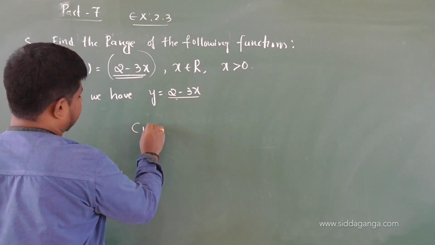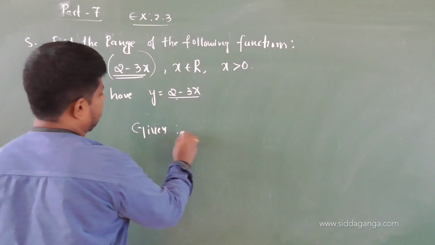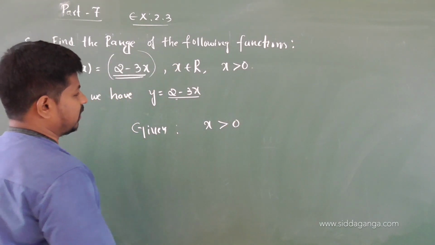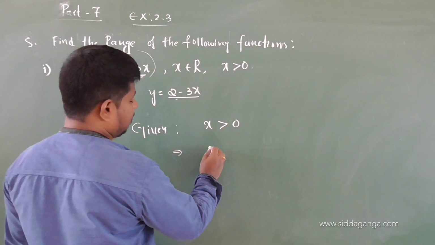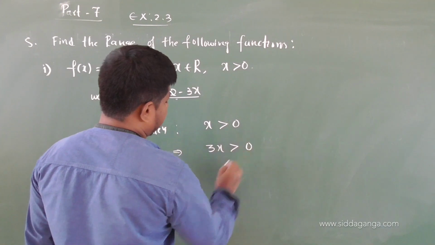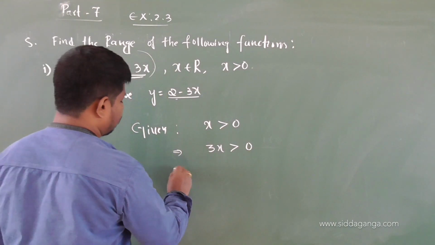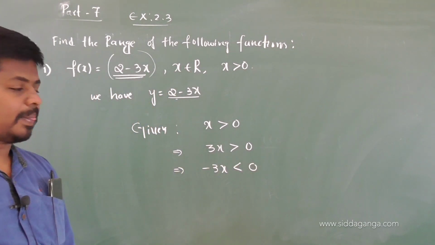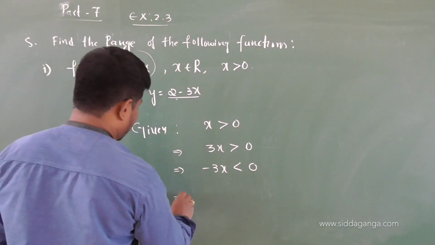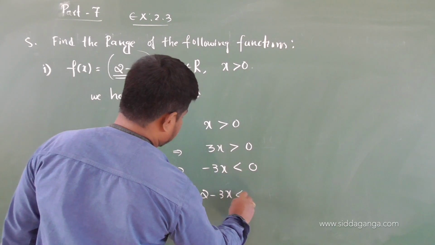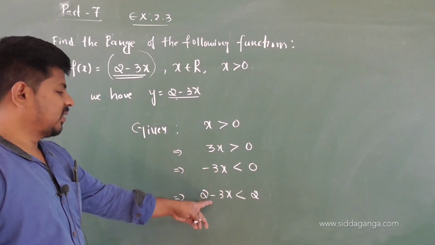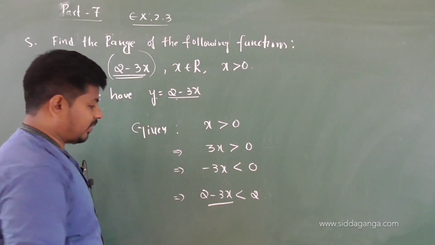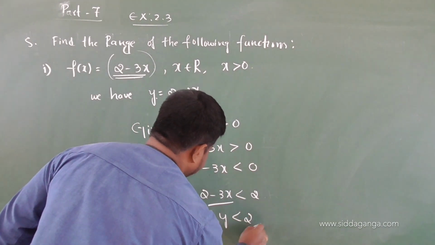Okay, what is given? x is greater than 0, the domain is the set of all positive real numbers. I am going to multiply by 3 on both sides using the inequality concept. Now I am going to multiply by minus 1 on both sides: minus 3x is less than 0, because I am multiplying by a negative number. Then I add 2 on both sides: 2 minus 3x is less than 0 plus 2. This is what we have as y. So y is less than 2, that's what your range will be.